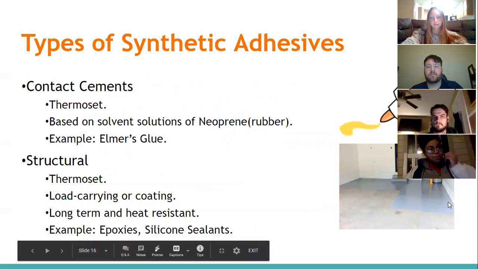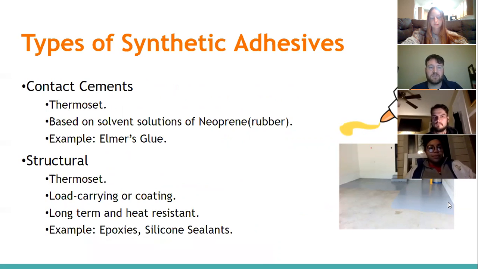Types of synthetic adhesives. Contact cements, which are a thermoset. It's based on solvent solutions of neoprene or rubber. Example is Elmer's glue. Structural, it's another thermoset. It's load carrying or coats. It's long-term and heat resistant. Good examples are epoxies and silicone sealants. Next slide.